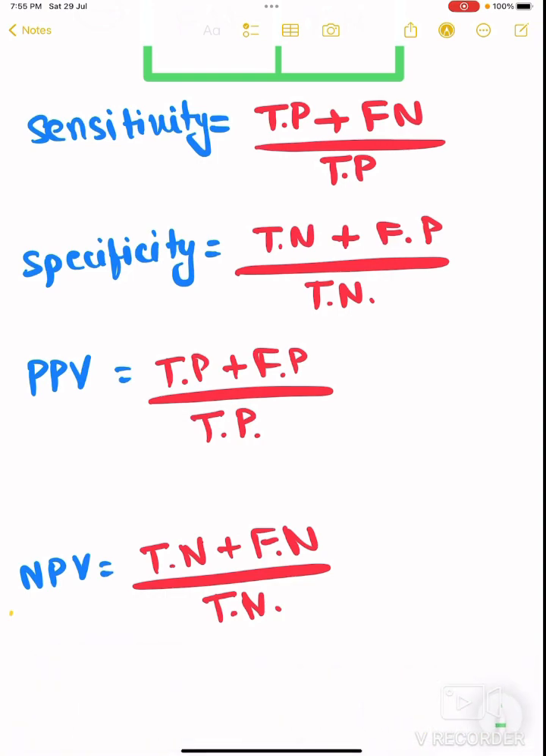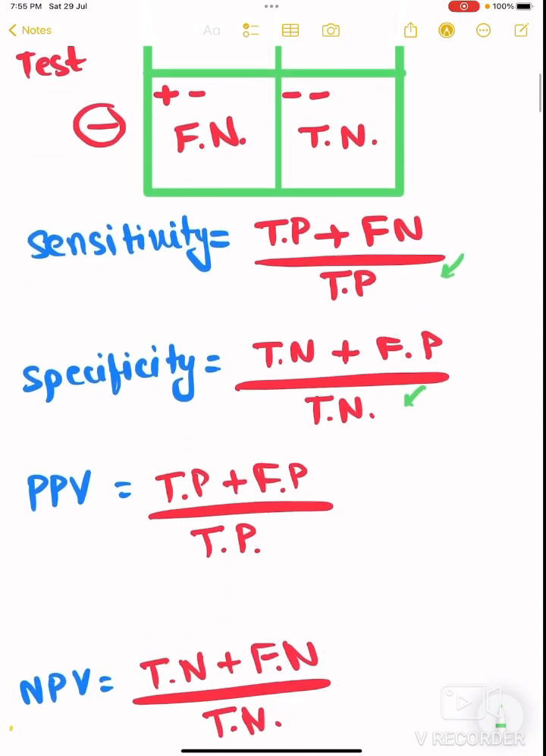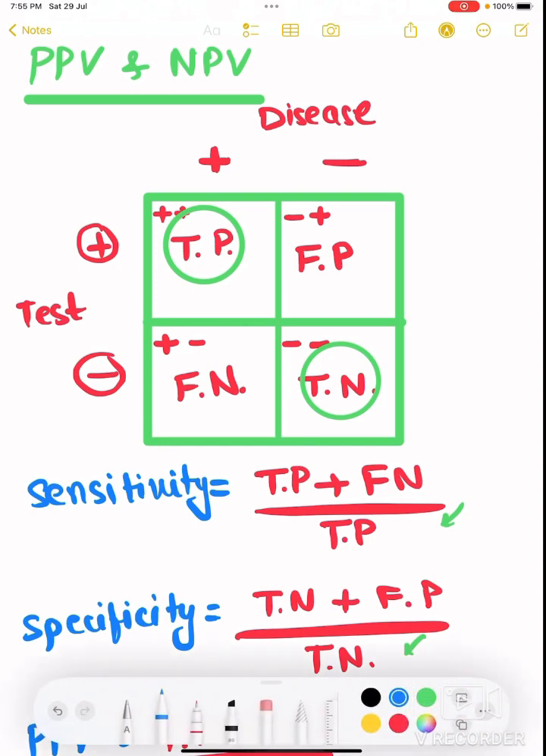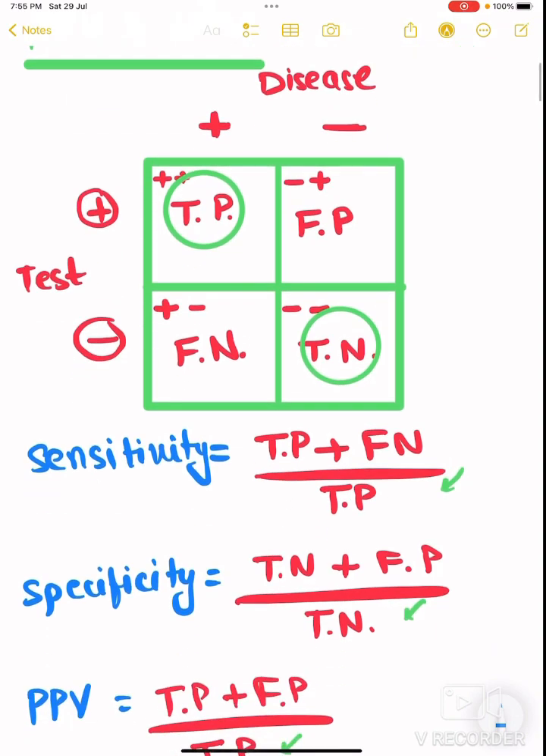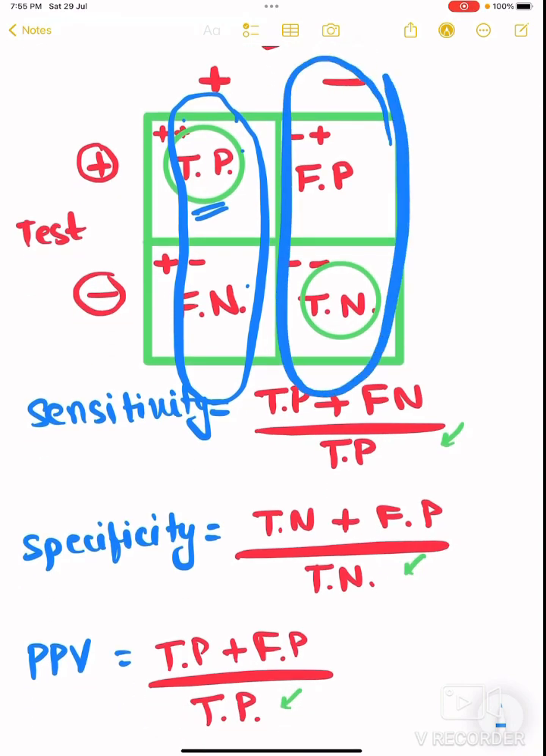In a nutshell, here is how we can deduce these formulas. Always remember that in the denominator, either true positive or true negative will come. It is actually very easy. For sensitivity, you add these two boxes, and the numerator will always be this one. For specificity, you add these two boxes and the numerator will be true negative.